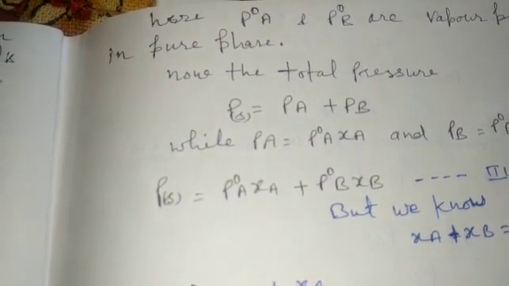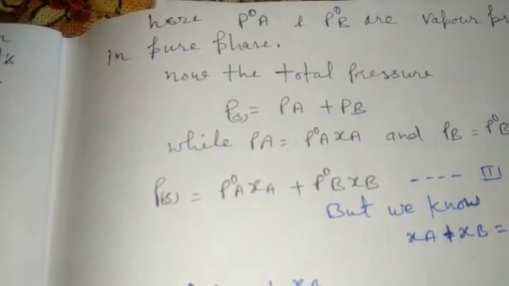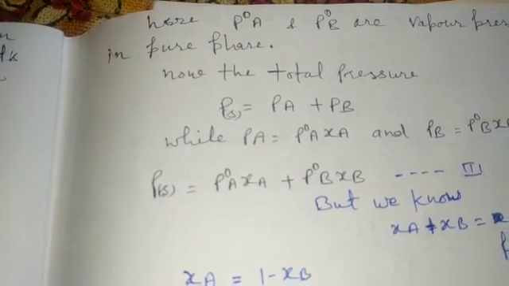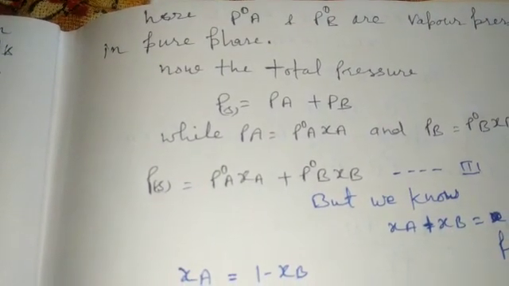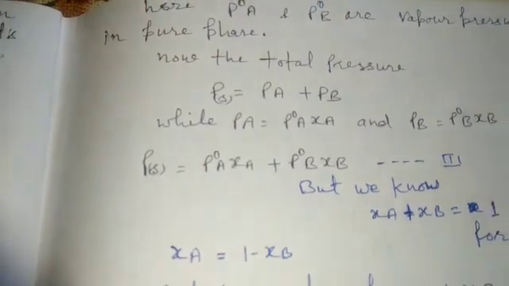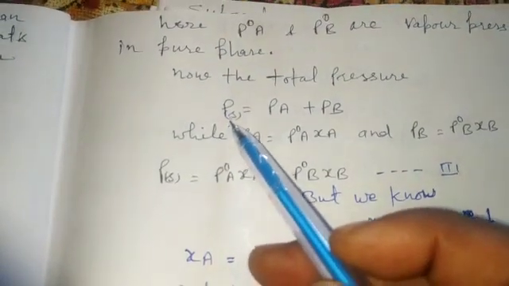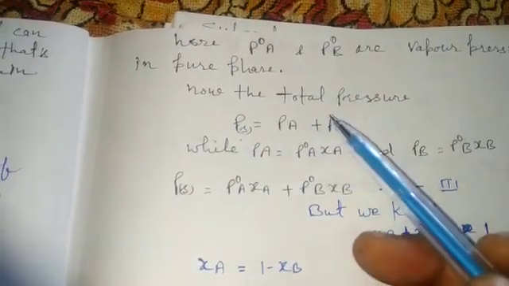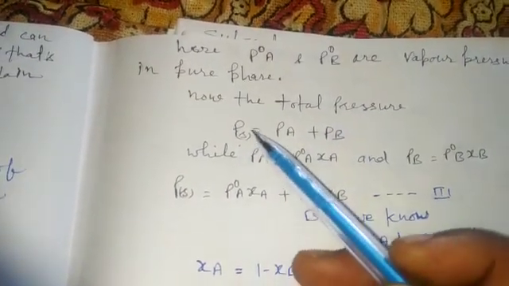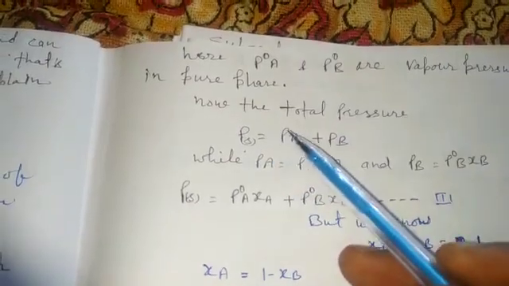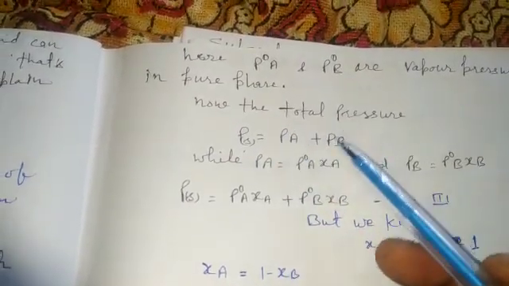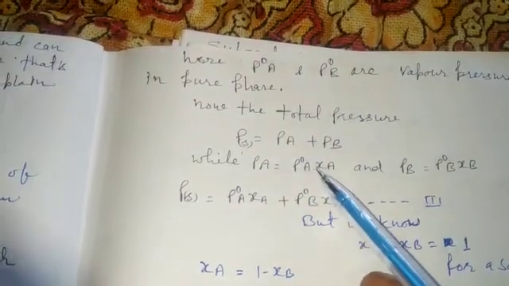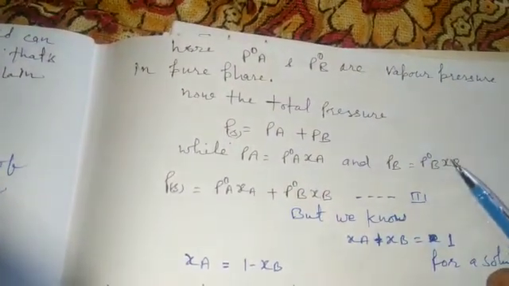I also discussed that P naught A and P naught B are the vapor pressures of the pure phases. Now we can calculate the total pressure. The total pressure is equal to Ps, where Ps means the pressure of the solution, equal to Pa plus Pb. The total pressure of the solution depends on the A component plus the B component. Pa is equal to P naught A Xa and Pb is equal to P naught B Xb.